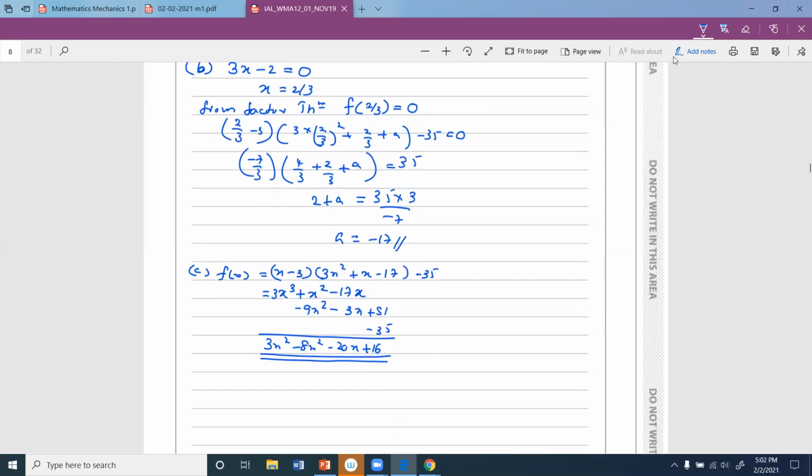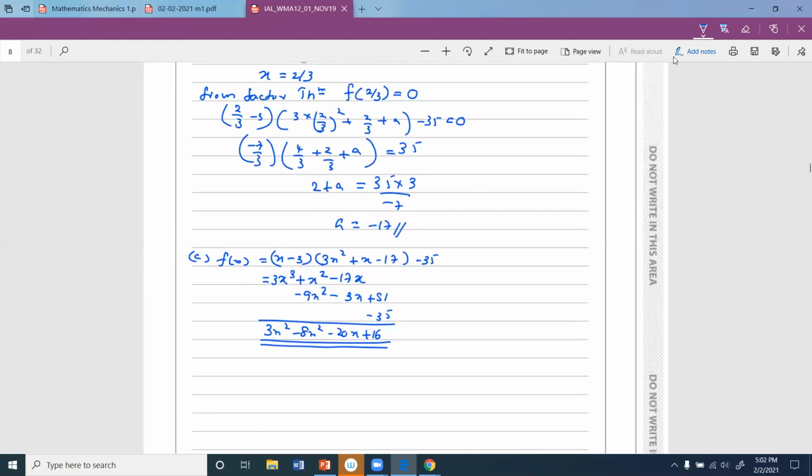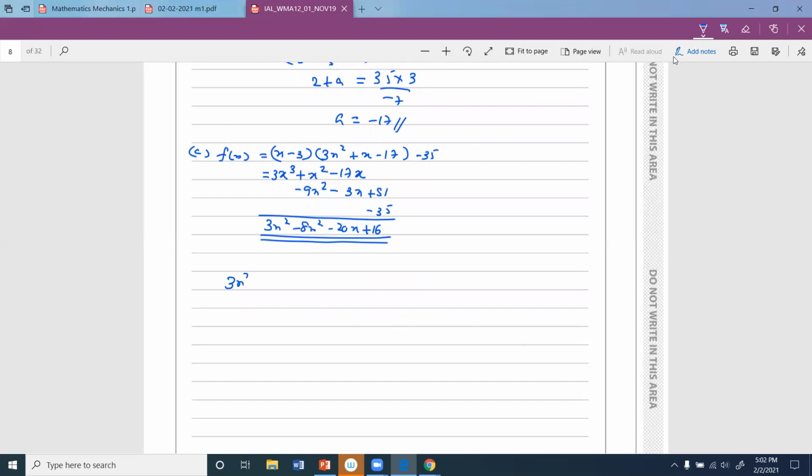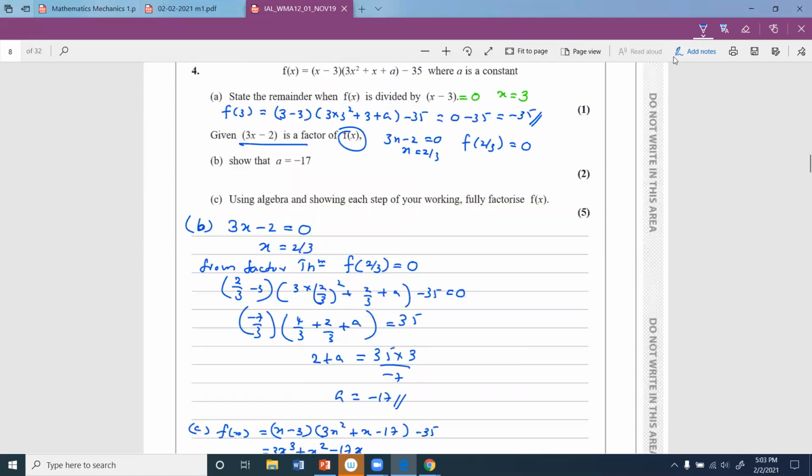Now how to factorize this? Anyway, we know that they have given 3x minus 2 is a factor. Then we will do it. I just need a little bit of space, so I'll erase this. Then divide 3x cubed minus 8x squared minus 20x plus 16. I have to divide it by how much? Because we know that 3x minus 2 is a factor.